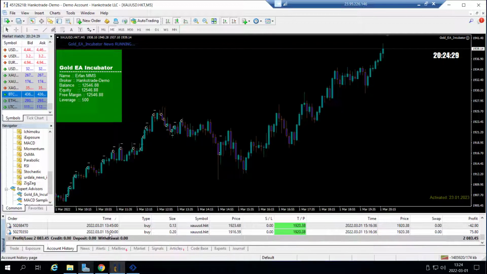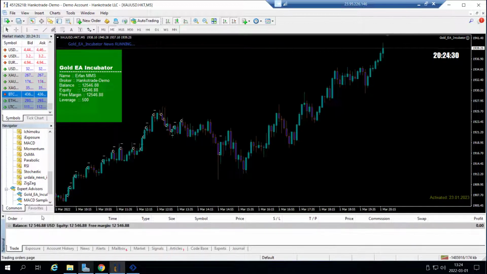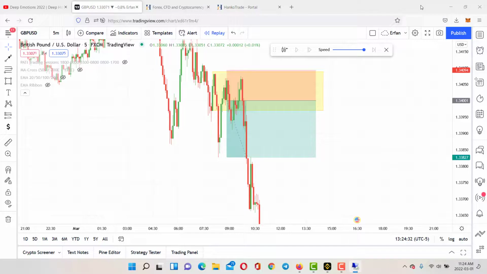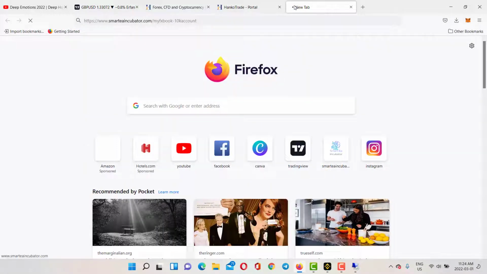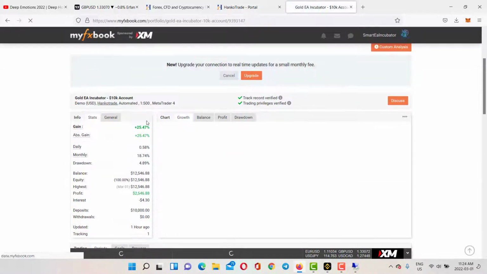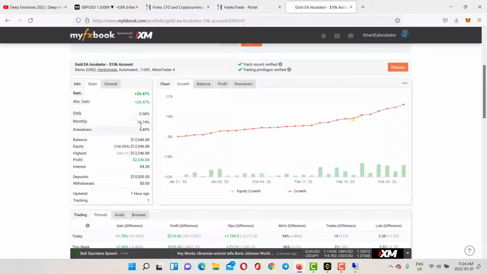It's been growing significantly since last month, and it's crazy. We are up $2,546. You can also watch the live results here. Let me show you, and you can check the link down below in the description. Look at this, 25% profit since we installed this robot on January 21st until March 1st, which is crazy.